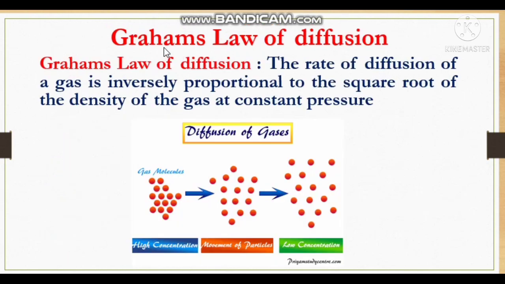After this, we will see what is Graham's law of diffusion. Graham's law of diffusion states that the rate of diffusion of a gas is inversely proportional to the square root of the density of the gas at constant pressure.